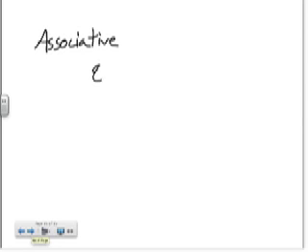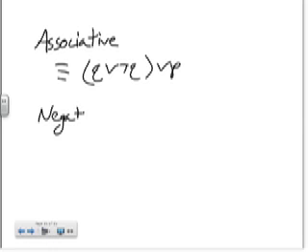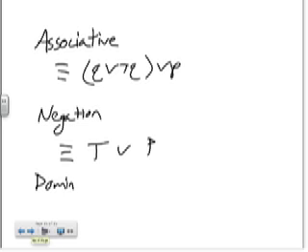Then, using the associative law, this statement is also equivalent then to Q or not Q, or P. Then by the negation law, this statement is equivalent to a tautology or P. And finally, by the domination law, we have proved that the statement is indeed a tautology.